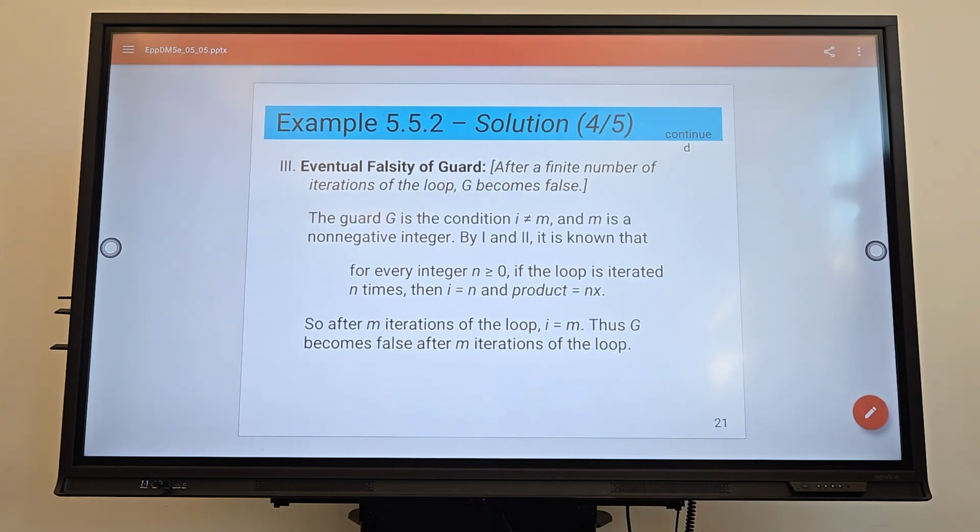Eventual falsity of the guard. The guard G is the condition i does not equal m, and m is a non-negative integer. By 1 and 2, it is known that for every integer n greater than or equal to 0, if the loop is iterated n times, then i will equal n, and product will equal n times x. So after m iterations of the loop, i will equal m. Thus, G becomes false after m iterations of the loop.